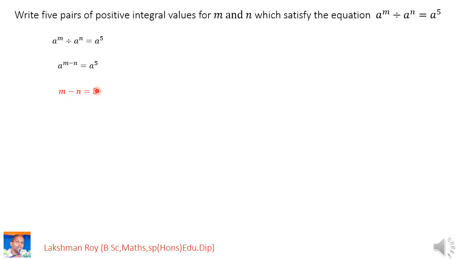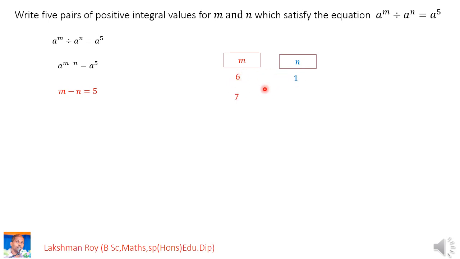So now you can select numbers for m and n. If you subtract, the answer is 5. We want only 5 pairs. This is my m, this is my n. Pairs means m value and n value. I want 5 pairs, so I'll put m as 6. I can select any positive integral value, then if you subtract, the number should be 5, so the number you have to subtract, that is n, is 1. So 6 minus 1 is 5. This is one pair, 6 and 1.